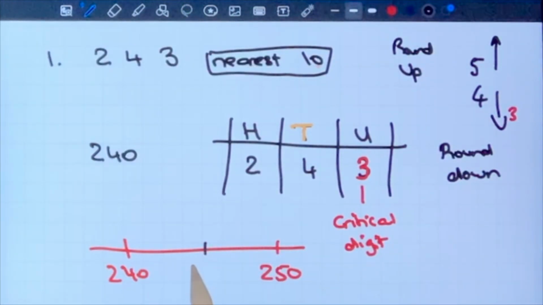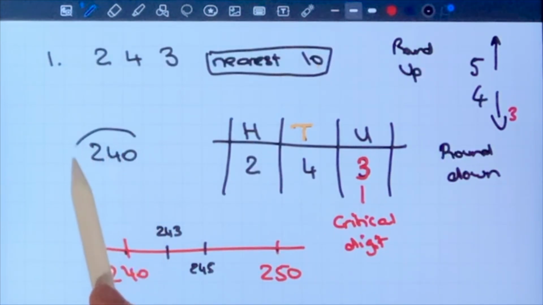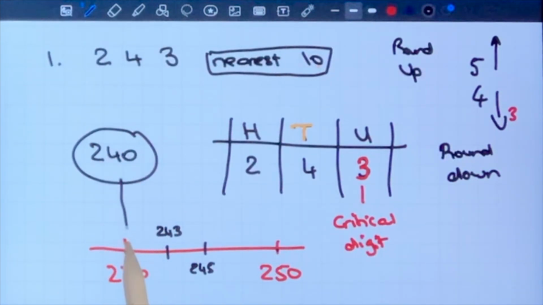So if this is midway, 245, what this is telling you is that 243, which would be probably around there, is much closer to 240 than it is to 250. That's why we round it down to 240.